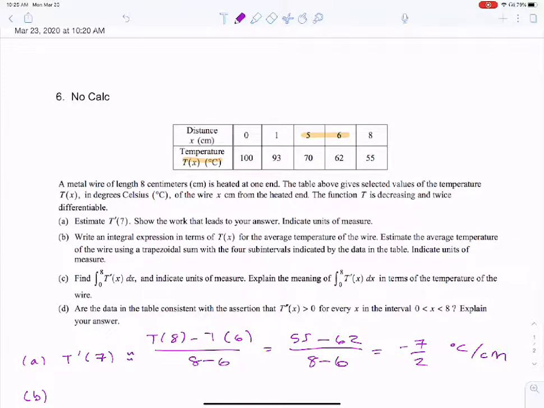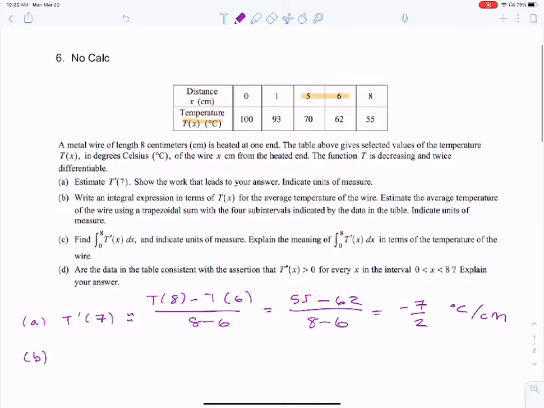The average rate of change is just going to be an approximate value, right? So I can say, hey, look, if the average rate of change between time 5 and time 6 is -7/2, that's an approximate, right? That's an average. So is it exactly at time 7? No, but it's a decent approximation. So that's why I'm using the slope, because the slope gives us the average rate of change, and I can use that to approximate an instantaneous rate of change. Okay, let's move on to B.